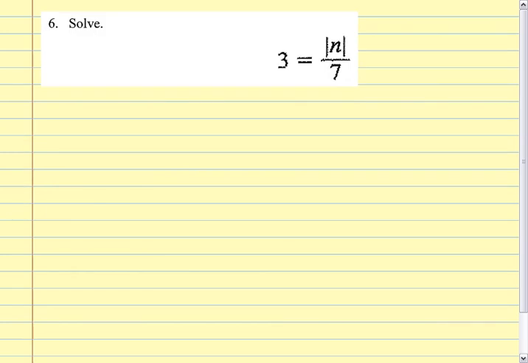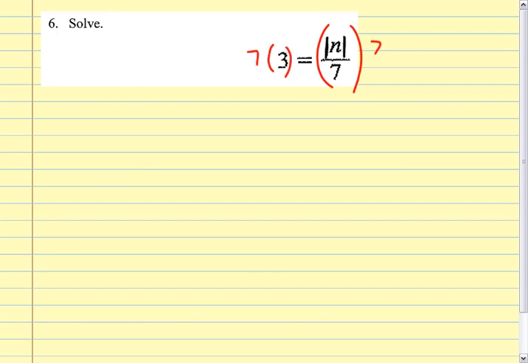Kyle, solve. Just before we get started, what does this mean, Kyle? That means absolute value. And whenever I have absolute value, I have to isolate it when I'm solving for an absolute value. So what should I do here? First, what you're going to do is you're going to multiply both sides by 7. All right, I like that.